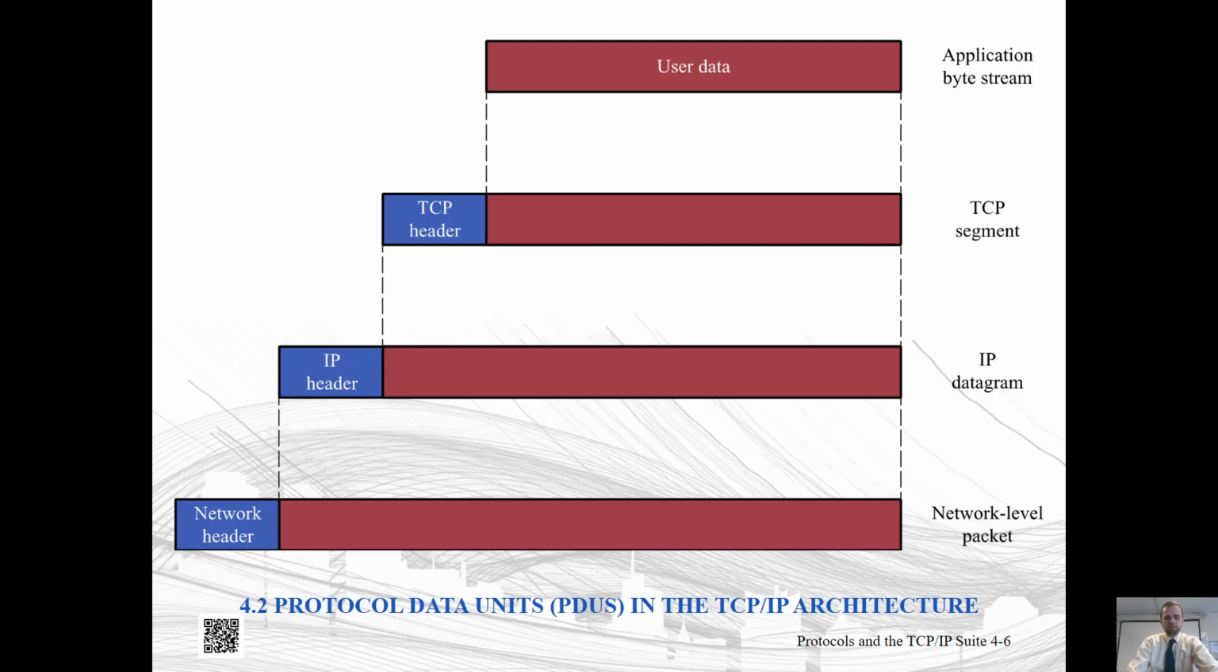So here you have protocol data units, also called PDUs, in the TCP/IP architecture. You can see up at the top you have user data. That's an application byte stream, and then you attach TCP headers to that, and that becomes a TCP segment. Then you attach an IP, or Internet Protocol, header, and that becomes your IP datagram. And then you attach a network header, and that's called a network level packet. So by attaching these various headers, you append them to the user data, and it basically allows for the data to flow across the different layers of the protocol stack.